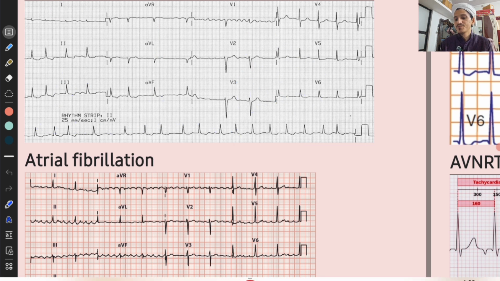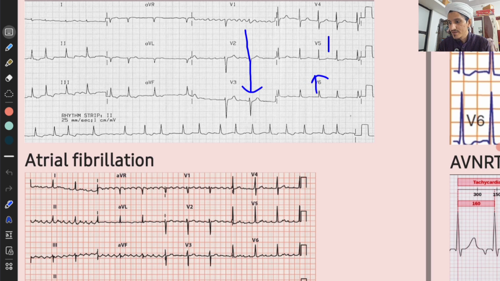Then R: you see there is no slurring, no delta wave, nothing special in the R waves. There is normal R wave progression from V1 to V6. And there are no STT changes also. You can see there is no tall T wave or ST elevation or depression. So an irregular rhythm is there, and the QRS complexes are narrow.